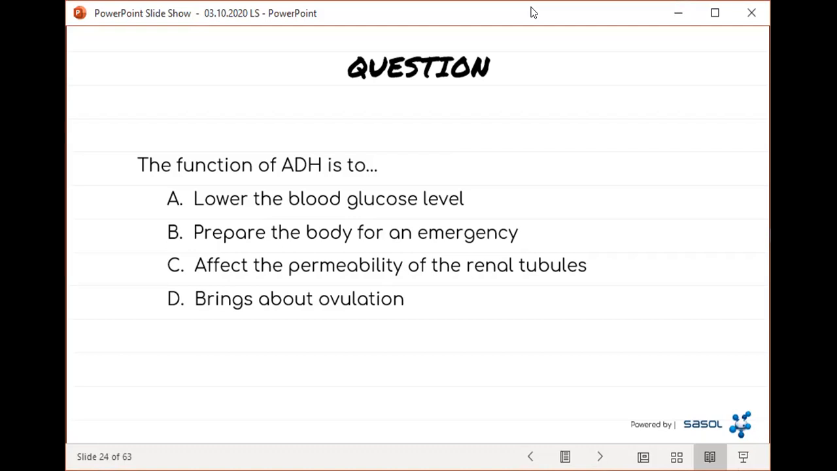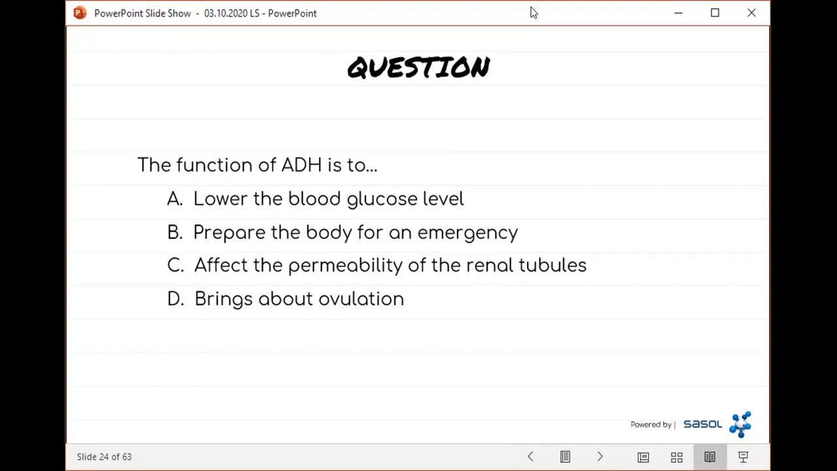Then if we just go back to option A, lower the blood glucose level. Right, so according to our knowledge, glucose level is controlled by the hormones glucagon as well as insulin. And glucagon and insulin are secreted by the islets of Langerhans, which are found in the pancreas. Right, so option A would be out because ADH does not act on the pancreas.